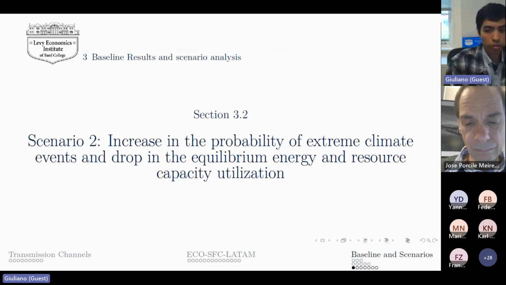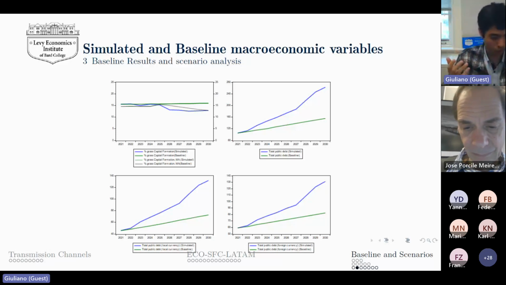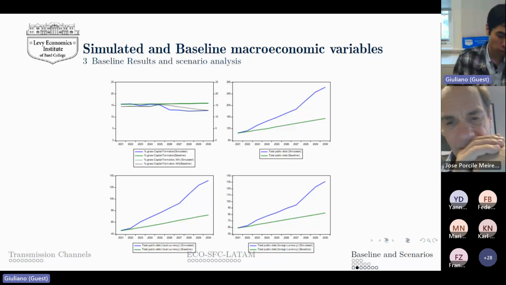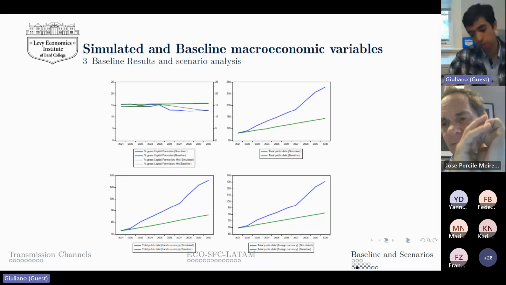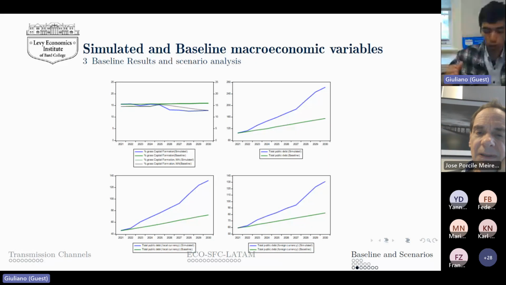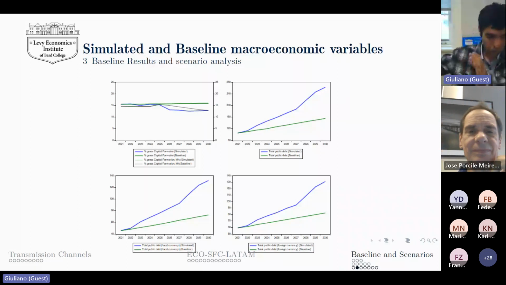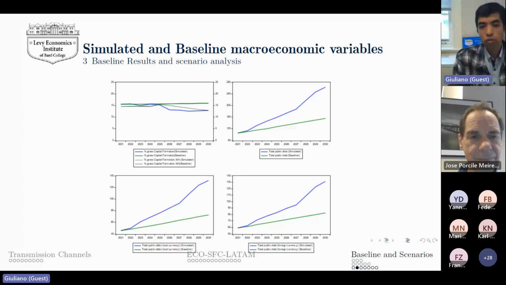As for the increase in the probability of the extreme climate event, in this scenario, we increase the probability, which we imagine as having a normal distribution. So the idea was to slowly increase the range of this probability over time, and increase the tail of this range.